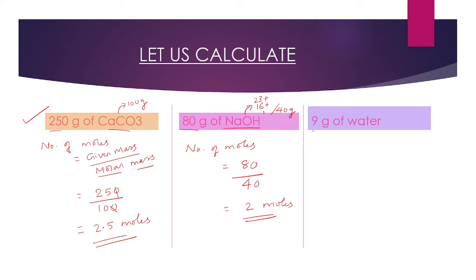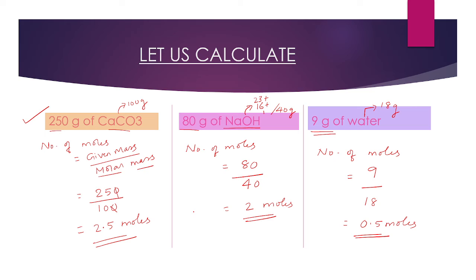Next one, let us calculate 9 grams of water. So what is the number of moles? It is equal to the given mass, which is 9, divided by the molar mass of water, which is 18 grams. So you will get 9 by 18, which is equal to 0.5 moles. Okay, so in this way we can calculate the number of moles.